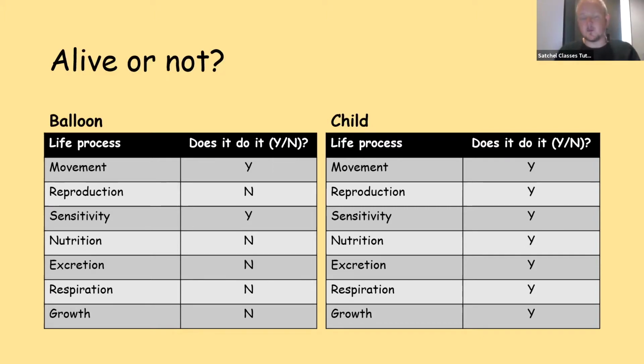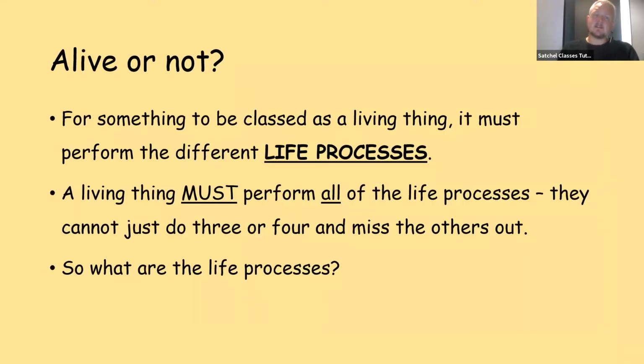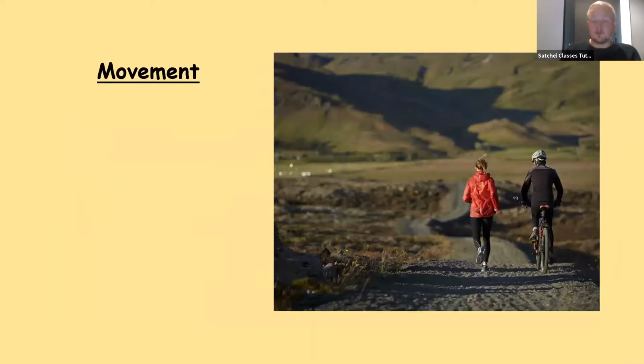So this is what makes the difference between alive or not, being able to perform these life processes. But what do these actually mean? Some of these terms you may never have come across before, depending on what age you are. For something to be classed as a living thing, it has to perform all of the life processes we've just discussed for the child. You can't just do 3 or 4 and miss the others out. So, what are they?